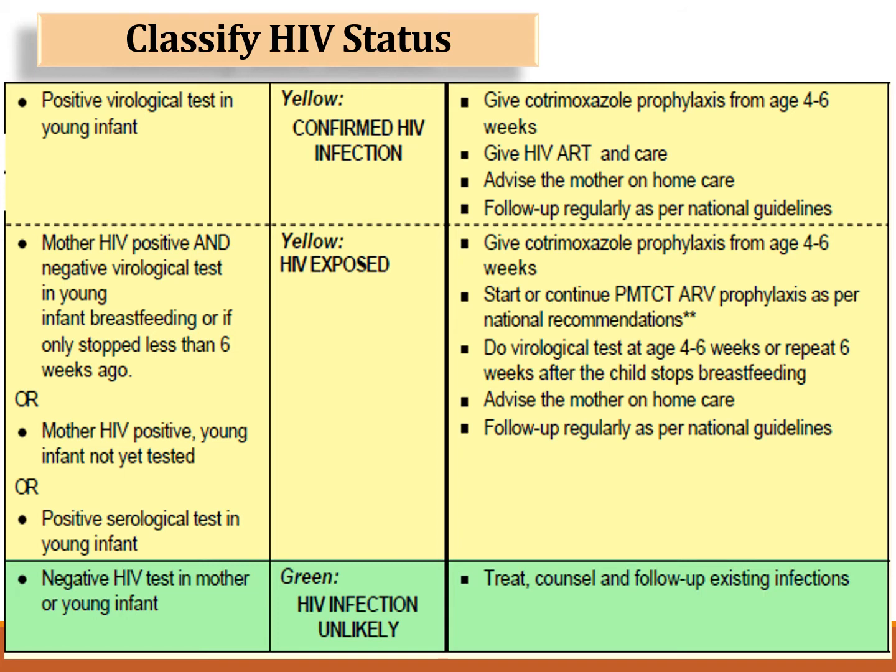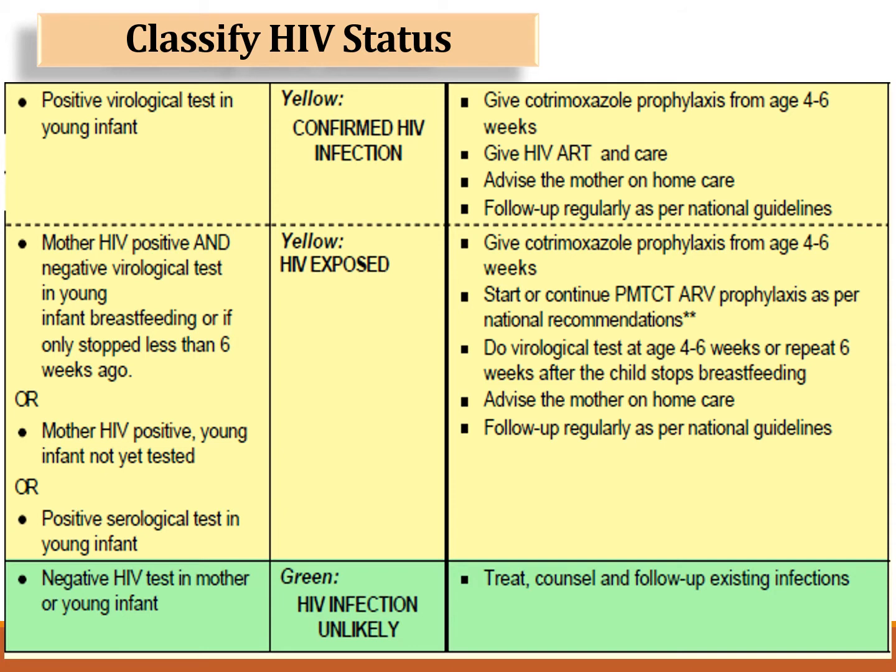So a positive virological test in the young infant means it is a confirmed HIV infection. So you give cotrimoxazole as prophylaxis from 4 to 6 weeks. Give HIV ART and care. Advise the mother on home care. Follow up regularly as per national guidelines.